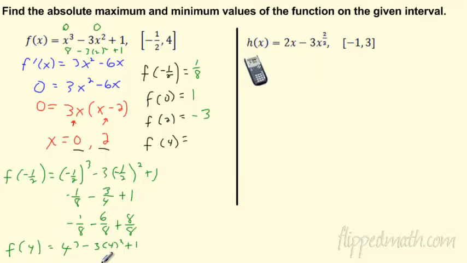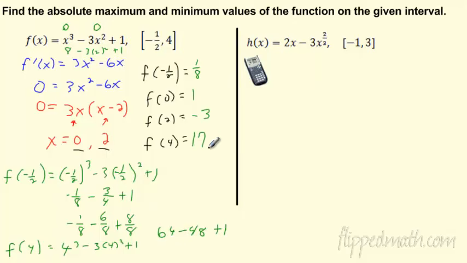It looks like 4 times 4 is 16 times 4 is 64. And I'm going to say 3 times 16 is 48. I hope that's right. And I'm going to say plus the 1 at the end. So 64 minus 48 is what? 16 plus that 1 is 17.